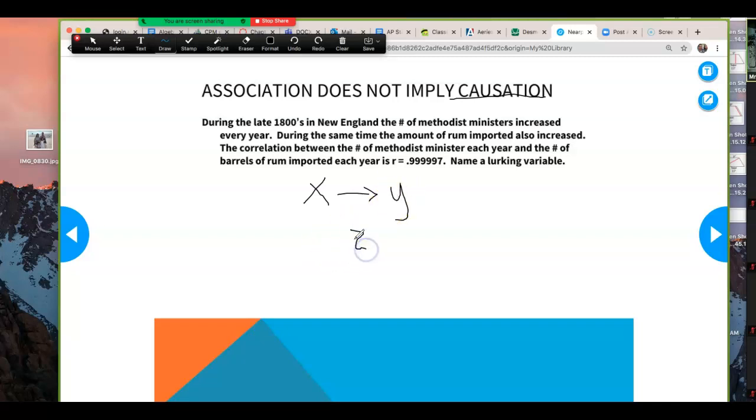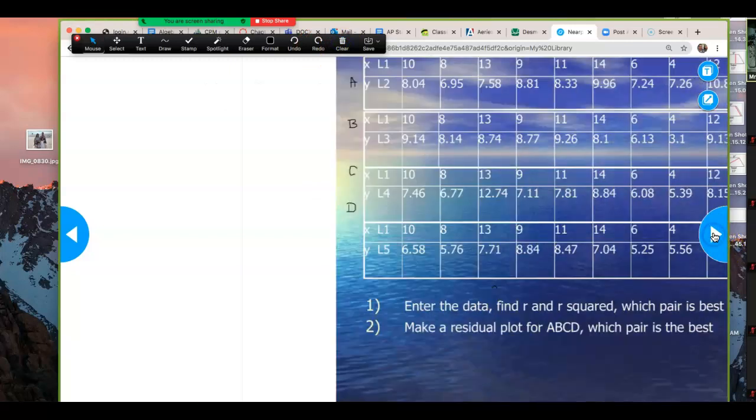There's a third factor, Z, that affects X and Y, and that's population. So Z is population. As population increases during those times, so does the number of ministers, and so does the amount of rum that has been imported. So we have a lurking variable. And sometimes you'll see it's causal. We'll get to that in our next chapter.